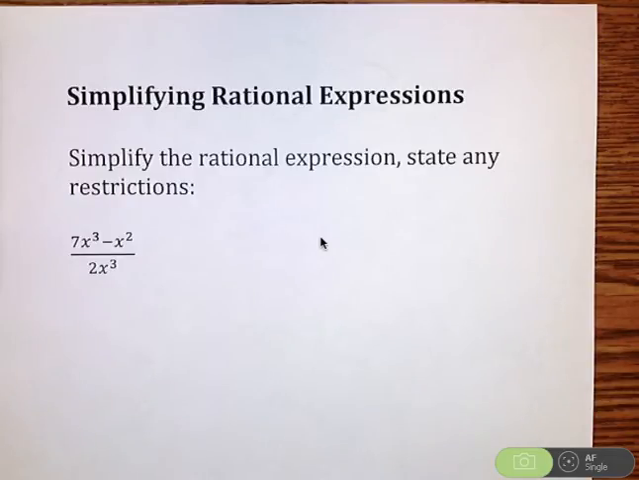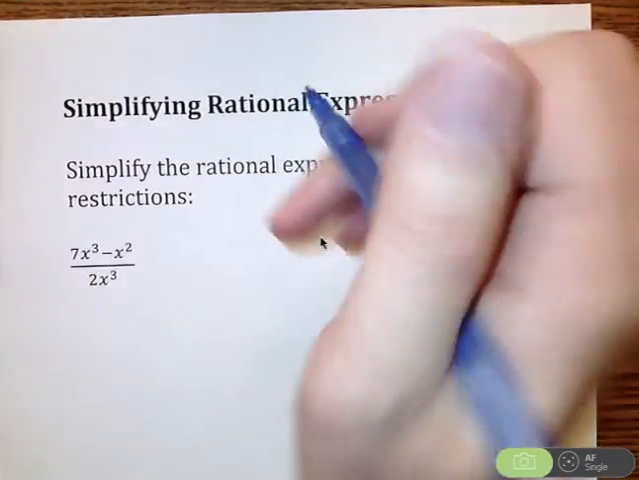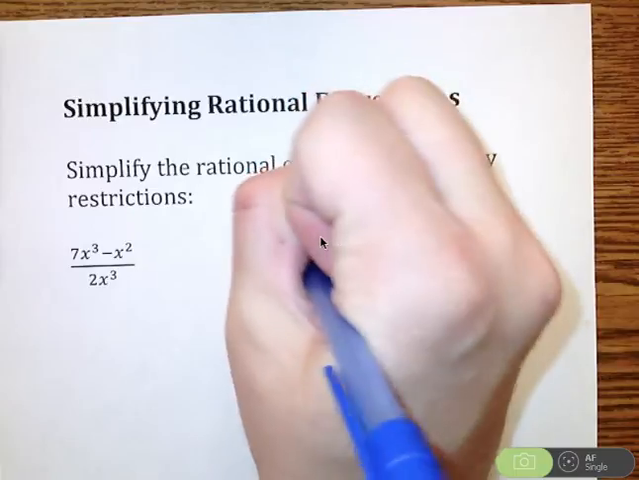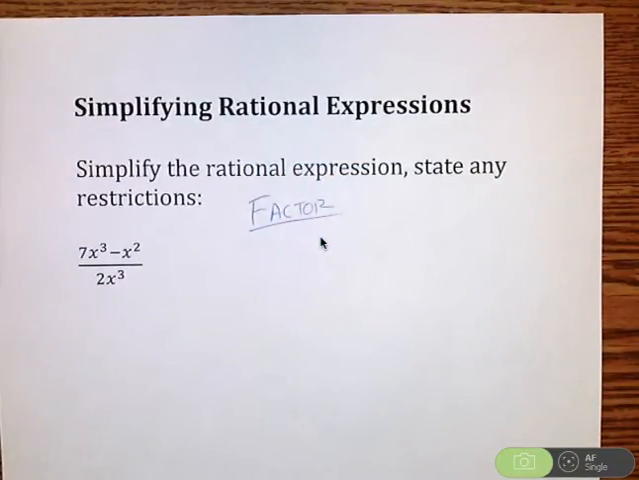All right, in this video I'll be looking at simplifying rational expressions. So we're going to simplify, and we're also going to state any restrictions. With most of these problems in section 7.3, the name of the game really is we have to factor. That really is what we have to do. Anytime we're stuck and not sure what to do, usually factoring is involved.